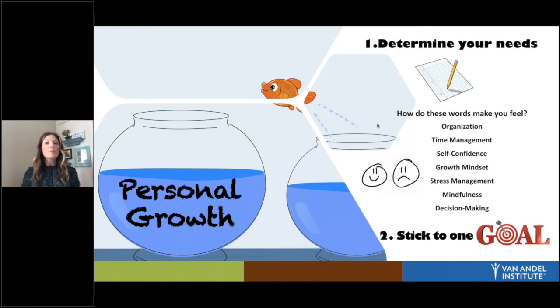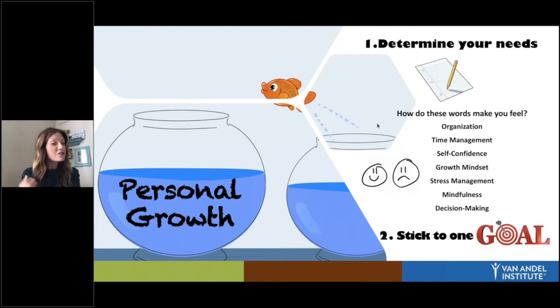So again, with that pencil and paper in hand, let's try this out again. So that gut level reflection from Jennifer Gonzalez. Just be thinking, happy or sad, how do these words make you feel? Organization, time management, self-confidence, growth mindset, stress management, mindfulness, decision making. If any of those words made you cringe just a little, then just make that be your goal. So stick to one goal, don't overwhelm yourself, and make it happen.